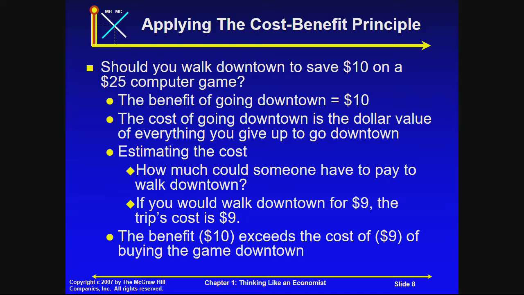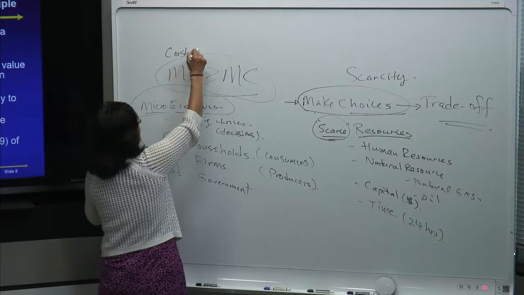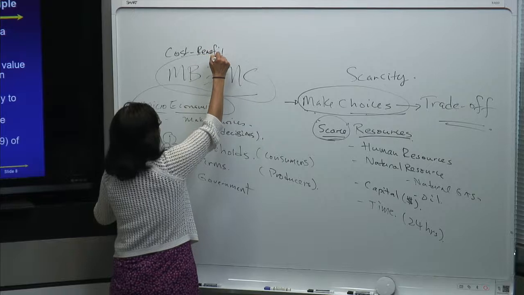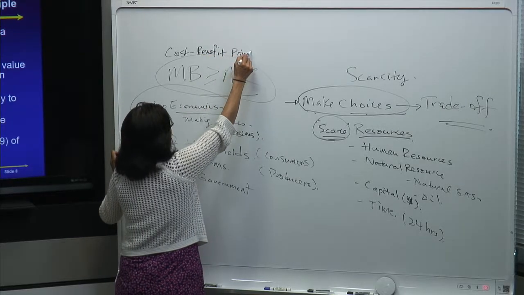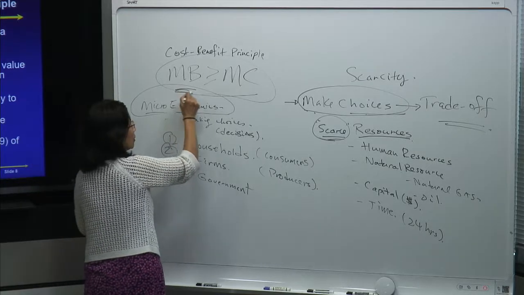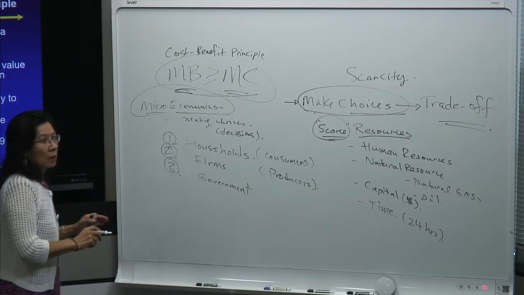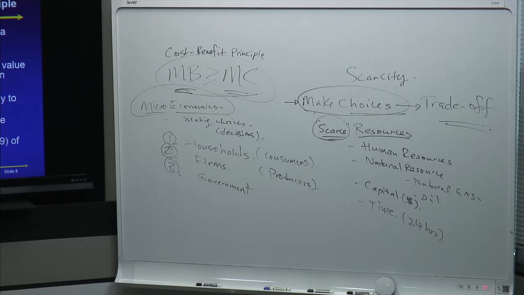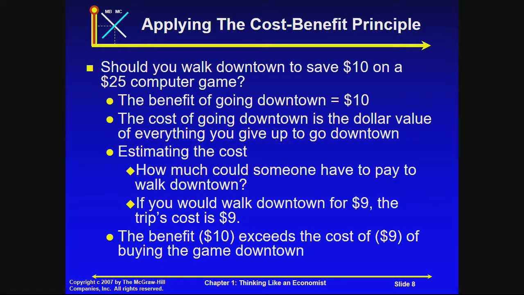Well, so we're going to apply this cost-benefit principle to this example here. So I'm going to write this down, cost-benefit principle, and basically looking at marginal benefit and marginal cost, if you can quantify them. So this is what we're trying to do. We're going to try to quantify the benefit as though we can measure them, and the marginal cost as well. So we give you some number here.